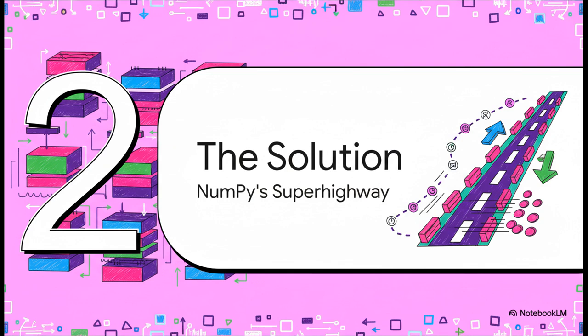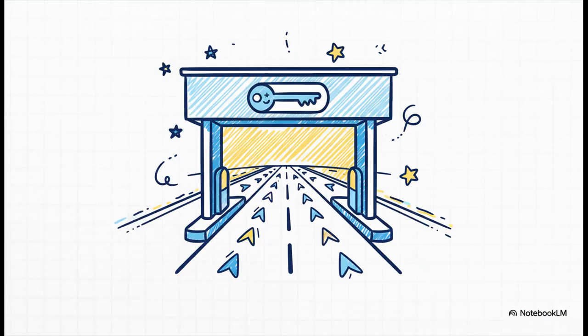But what if we could just blow past that traffic jam? What if we could build a brand new multi-lane superhighway for our numbers and process all of them at the exact same time? Well, that is exactly what NumPy does. The very first step on the superhighway is always the same. You got to import the NumPy library. And by convention, pretty much everyone in the data science world gives it the short nickname np. You are going to see this everywhere.